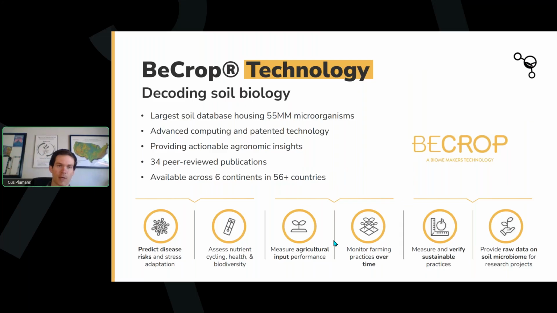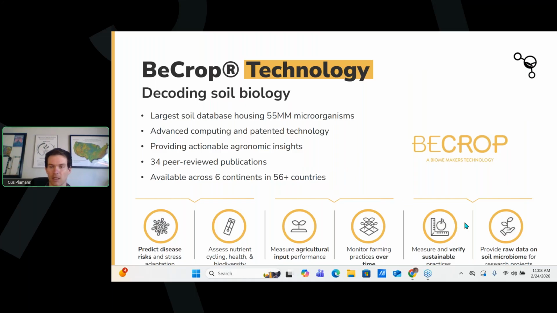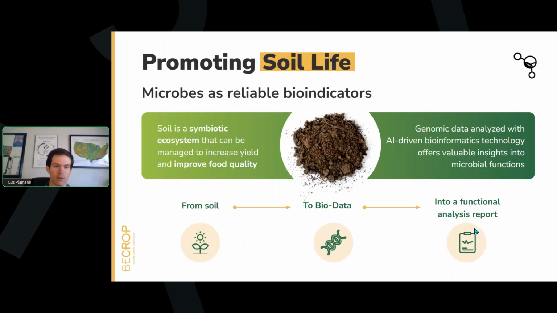Some other services Biomakers offers includes the ability to measure and quantify agricultural input performance, monitor farm practices over time to determine how they're impacting the soil microbiome, measure and verify sustainability outcomes. And then lastly, while again, BeCrop technology is focused on practical aspects of agronomy, the technology can also be used to provide raw data on the soil microbiome for research.